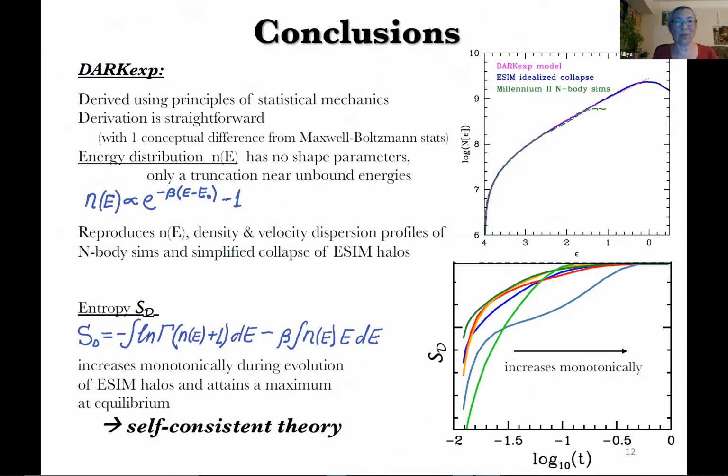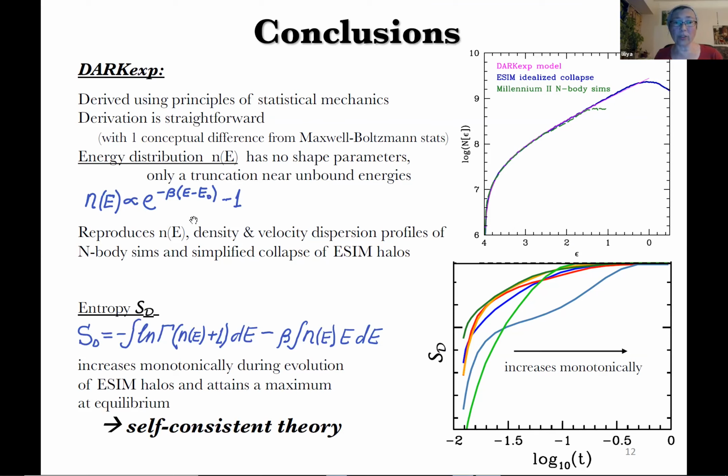This brings me to my conclusions. So dark X is derived using principles of statistical mechanics, and the derivation is very straightforward. There's just one conceptual difference compared to how Maxwell-Boltzmann statistics are derived, and that's the fact that we interpret the occupation number as a distribution in energy as opposed to a distribution function. And so with that, we arrive at the distribution in energies, and it is followed very well by n-body simulations as well as our simplified collapse.